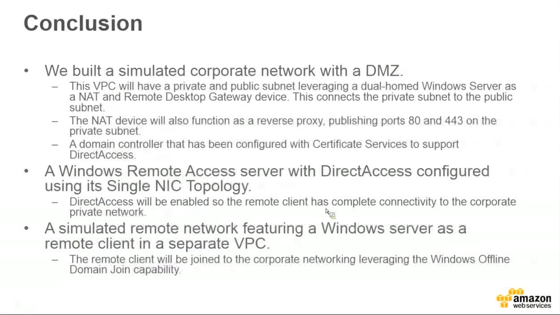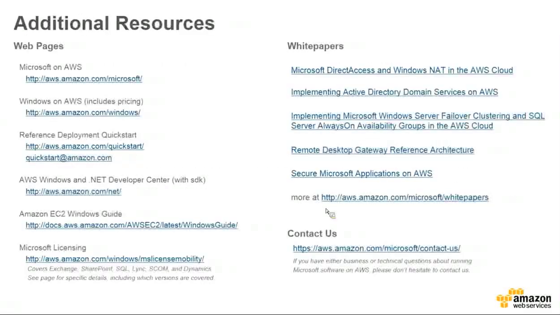We set up our domain controller with certificate services in order to support our IPsec and SSL connections. We also built the DirectAccess server using a single network adapter. And we were able to show dual two-way connectivity from a remote network to our simulated corporate network. And the initial bootstrapping was performed using the Windows Offline Domain Join file.